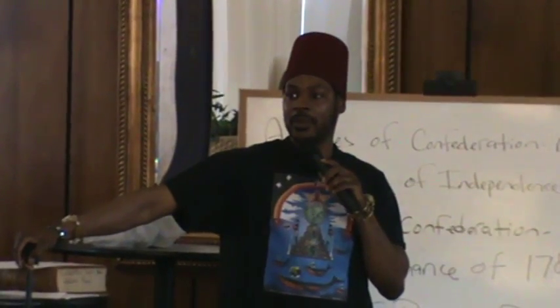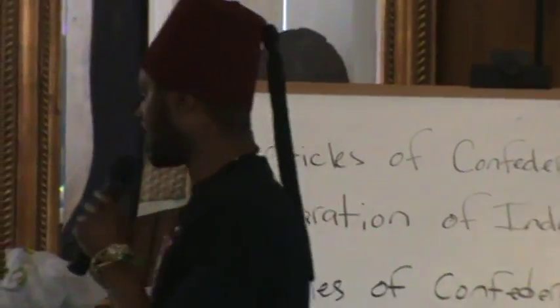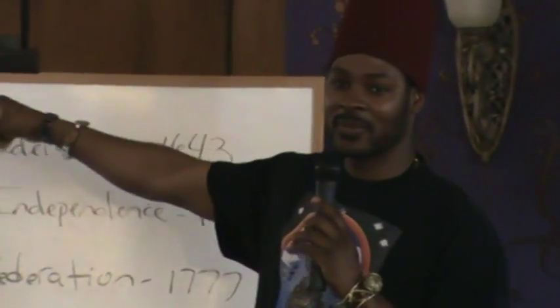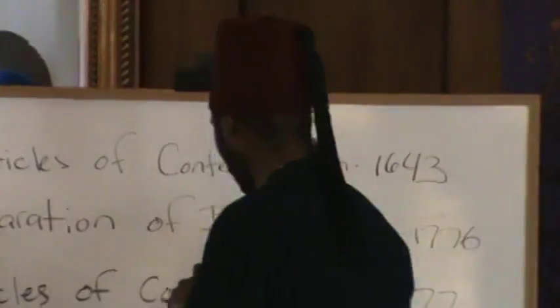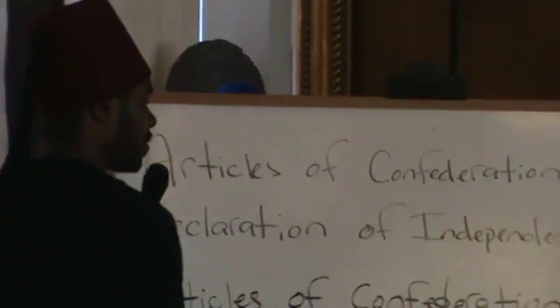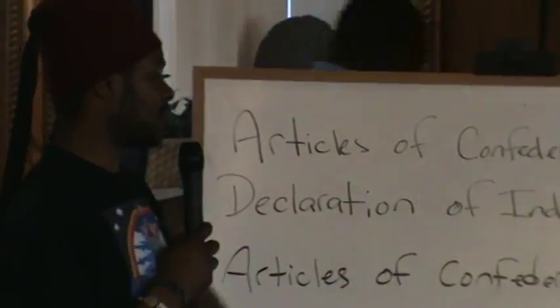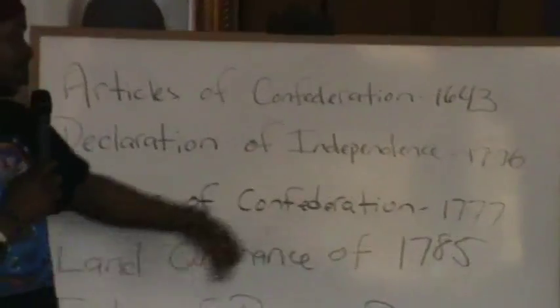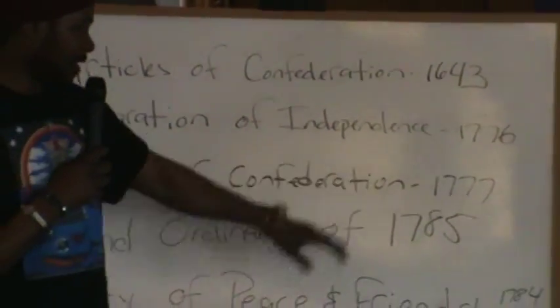Last week when we were here, I told everybody we were going to do the Treaty of Peace and Friendship and the Constitution. That was actually my plan for today. But after talking to a couple elders, they said you can't do those yet, because all of these documents and things came before the Treaty of Peace and Friendship and the Constitution. So we're going to start off today with the Articles of Confederation, 1643 first, the Declaration of Independence, 1776 next, and the Articles of Confederation, 1777. We'll try to get into all of that.